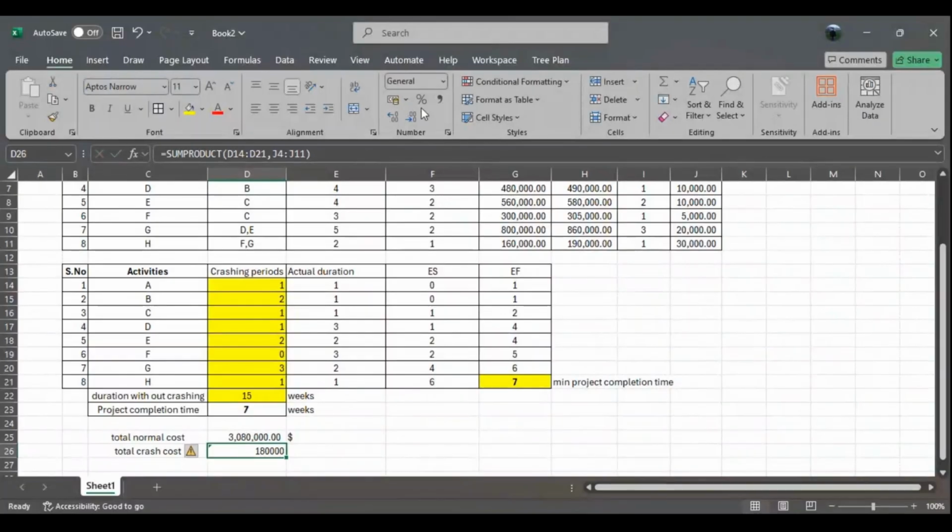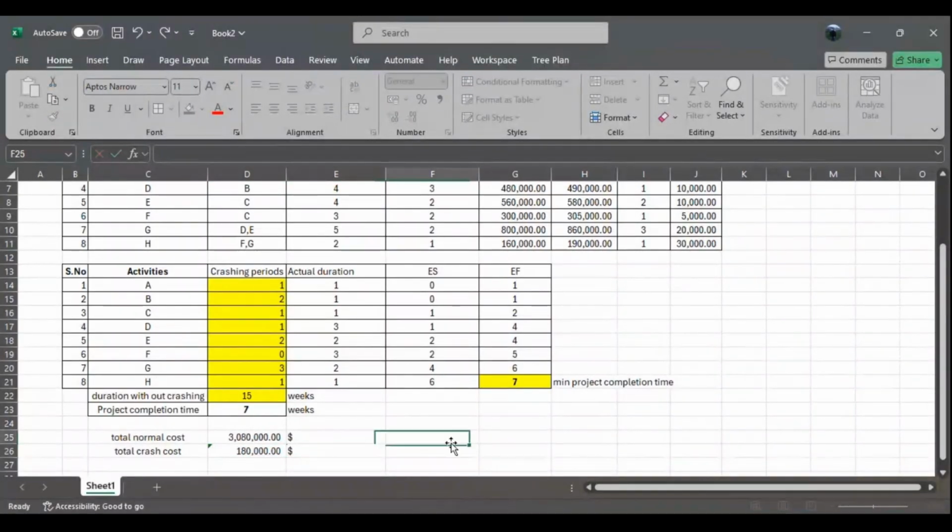So this value particularly represents the total crashing costs of considering all the activities. In this particular one, the F activity has a crashing of 0. So this is not crashed by the algorithm, considering the minimization of the crashing period. Now, what about the total project cost?